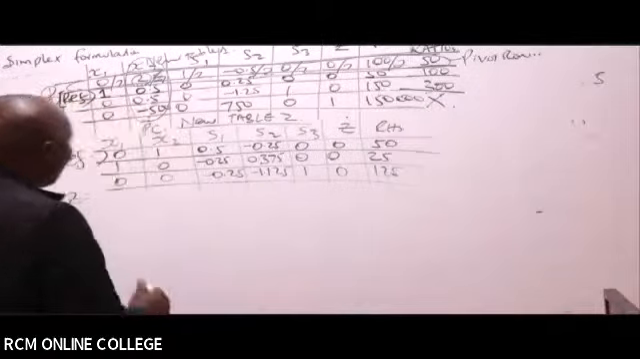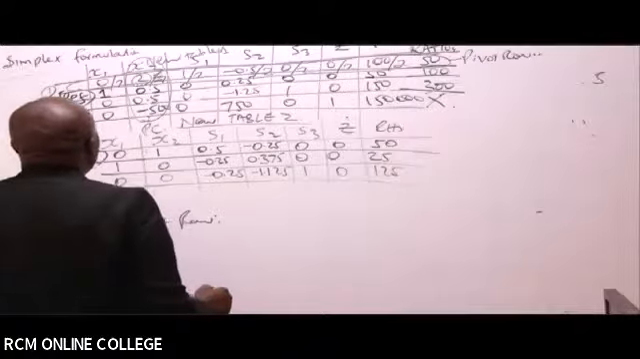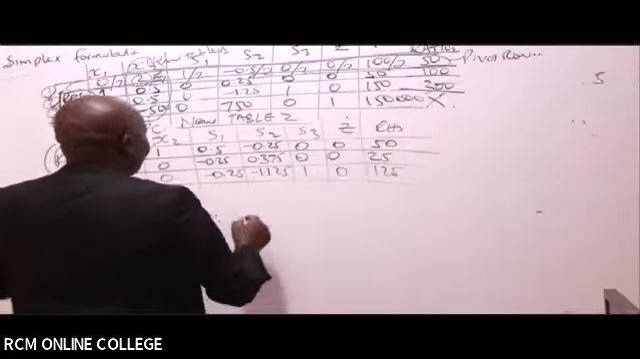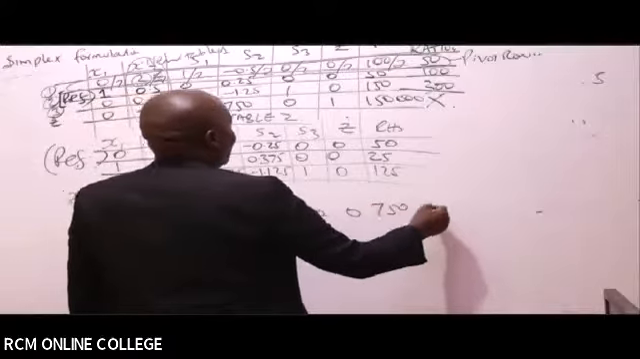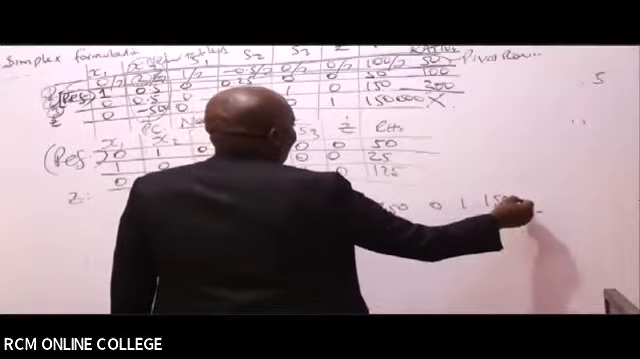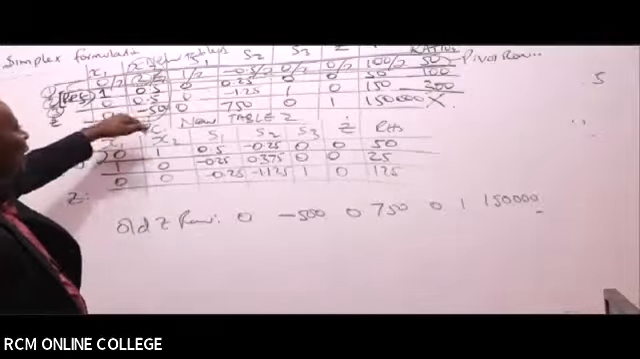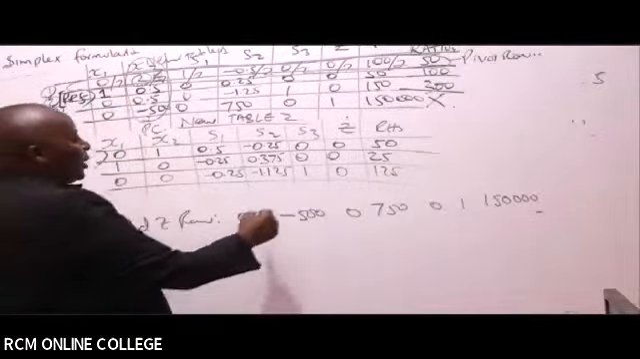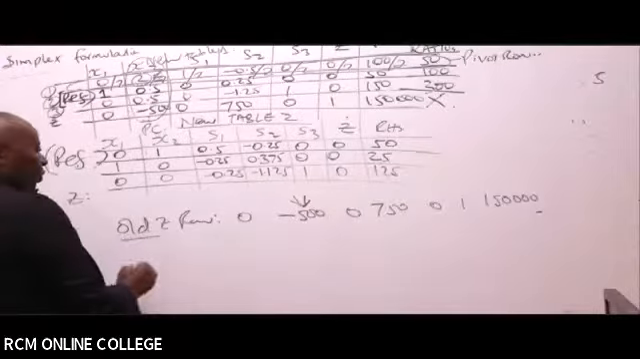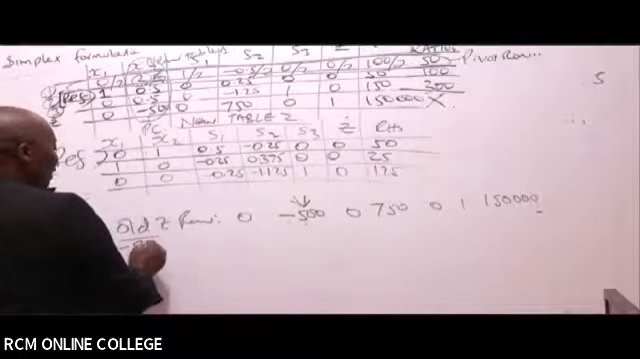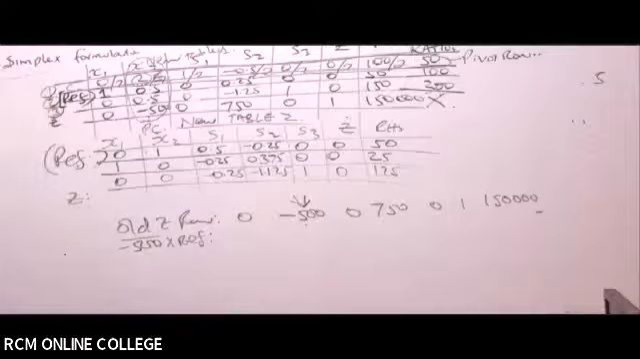So come and give me the old Z row. The old Z row, what do we have here? So 0, minus 500, 0, 750, 0, 1, 150,000. Great. So out of these numbers, I can see the one that is circled, the one that is under the pivot. This is the one that I would want to kill. So I say minus this number, which is minus 500 times the reference.